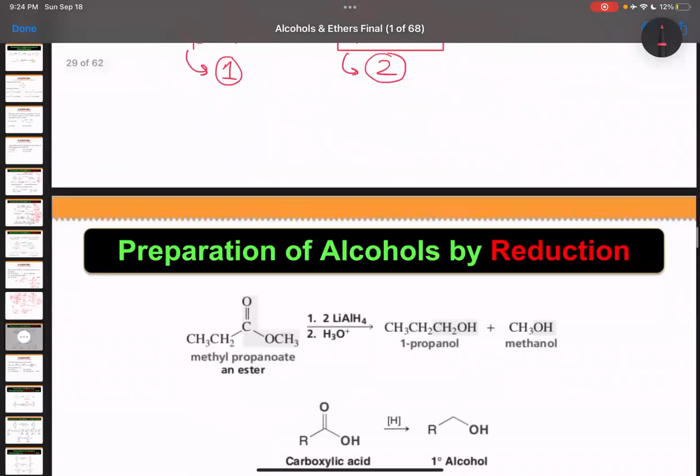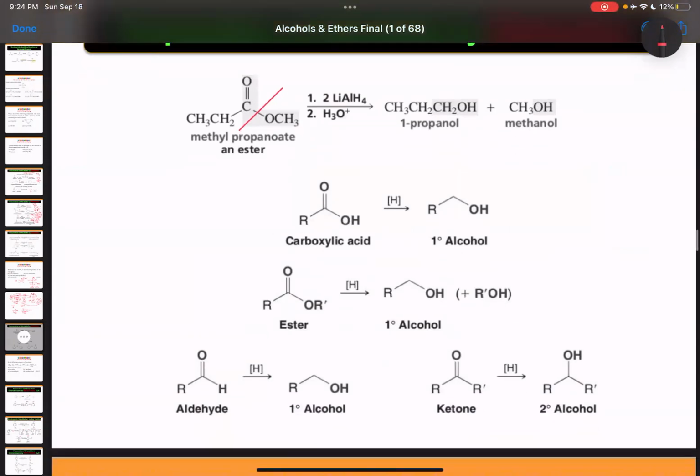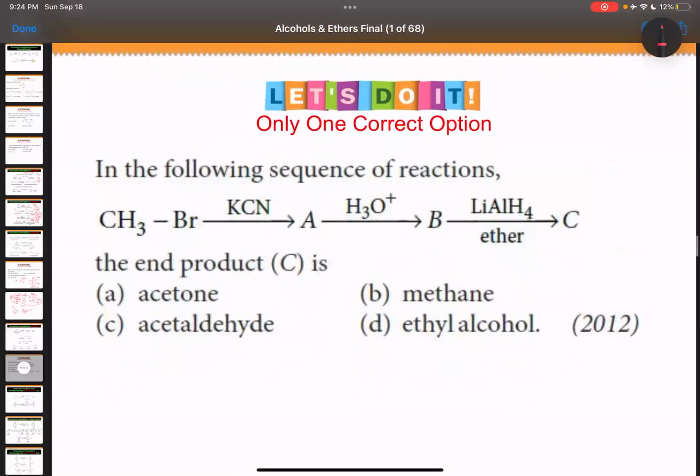So esters and all, we know esters are going to get cleaved by LiAlH4, but NaBH4 is not going to cleave the esters. Okay, aldehydes are going to change to primary alcohol, ketones are going to change to secondary alcohol. That's what we did. So this one, tell me what's going to be the answer to this one.